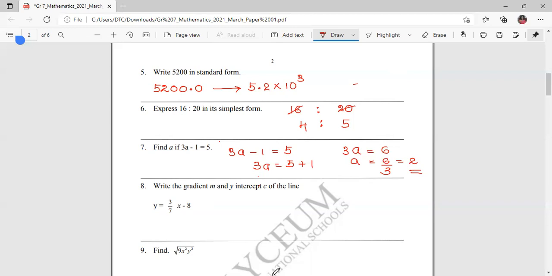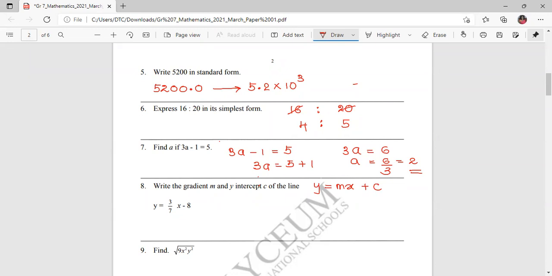Then question number 8, you want to find the gradient m and y-intercept. Children, can you remember the very popular formula you should have for a straight line, right? What is that? y equals mx plus c, right? So first of all, I'll write y equals mx plus c. So this m tells you the gradient value and c tells you the y-intercept.